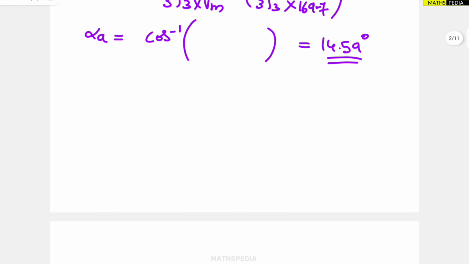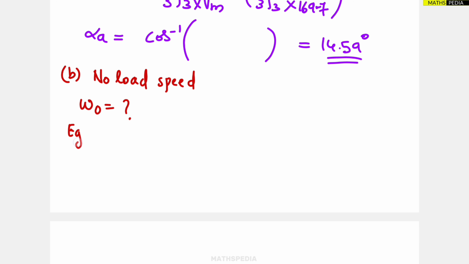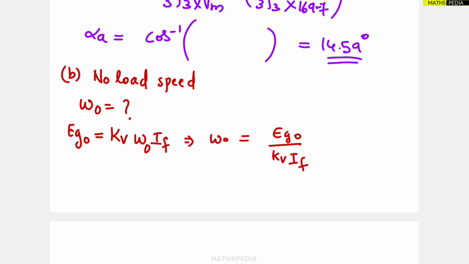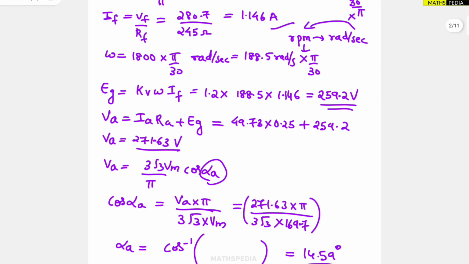Very simple, B part I am going to solve. No load speed. In order to find the no load speed, I will take omega naught. How do we get the relation? We know the EG formula, that we just did: EG equals kV into omega into Ia. I am going to take EG naught for the no load. So omega naught is EG naught divided by kV into Ia. Why am I writing EG naught? I can directly write EG, because we have already found EG.